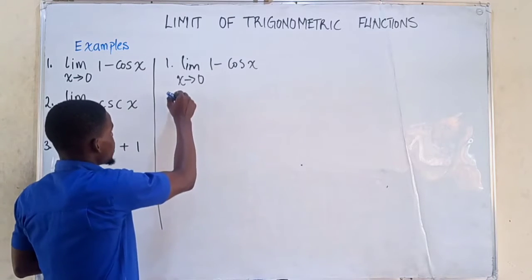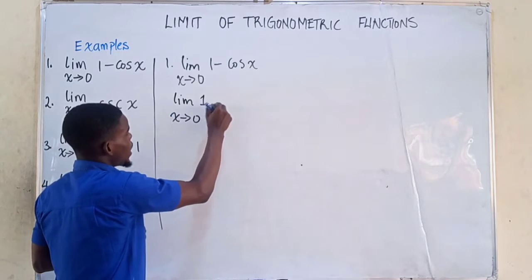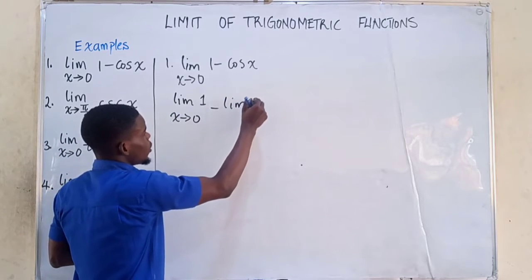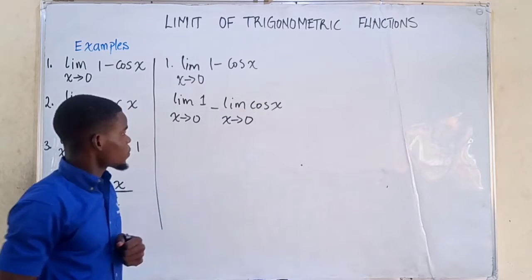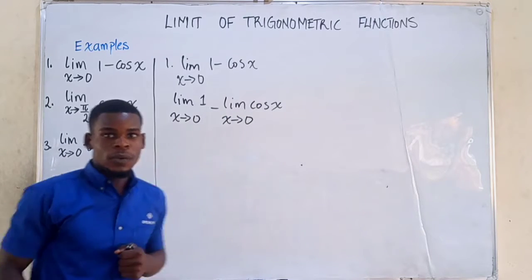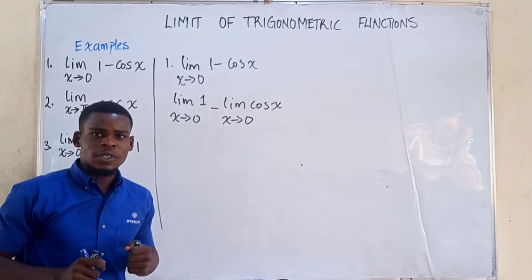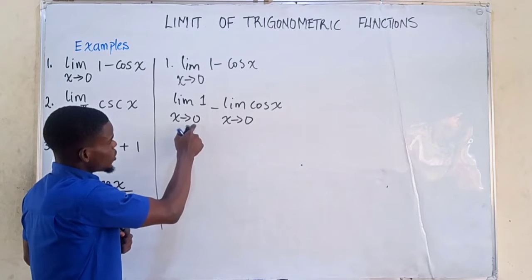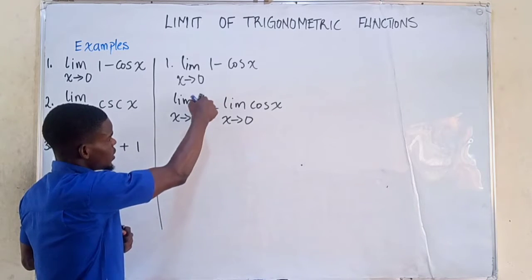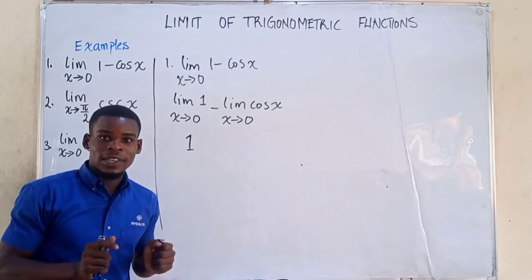So here we have a difference of two functions. So that is going to be the limit of 1 as x approaches 0 minus the limit of cosine of x as x approaches 0. Good. Here we have just the constant, which is 1. So as x approaches 0, the result of the limit is just going to be that constant, because there is no way we are going to substitute a value of x for this function; that's just a constant. So the result of the limit is just 1.